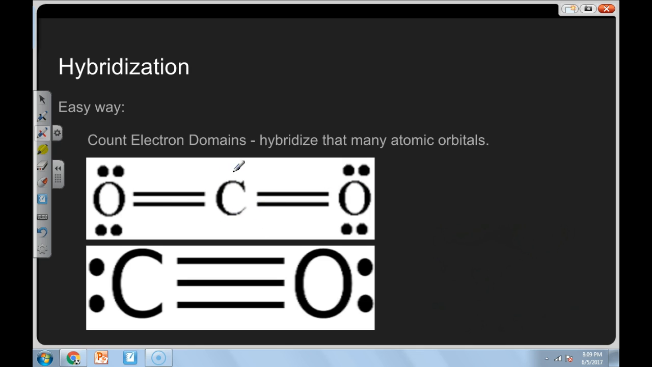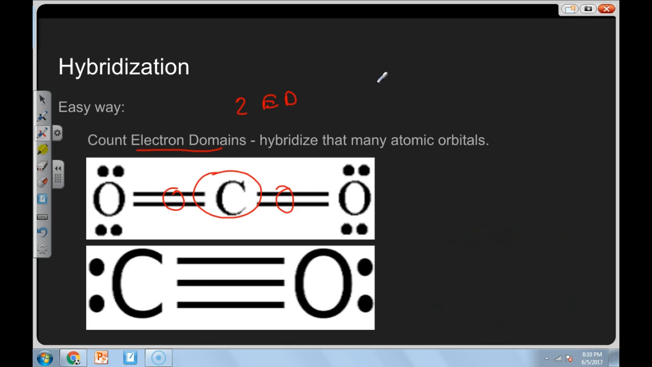And so carbon, for example, is hybridized, and how many bonds does it have? It's hybridized so that we can get two bonding domains, or sorry, two electron domains. So this has two electron domains. Remember, multiple bonds count as just one electron domain.